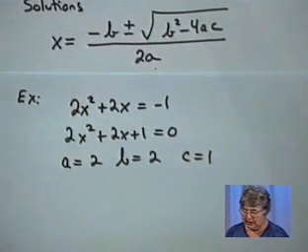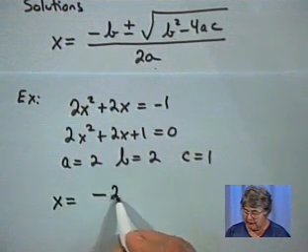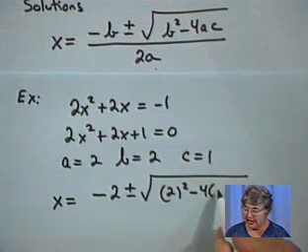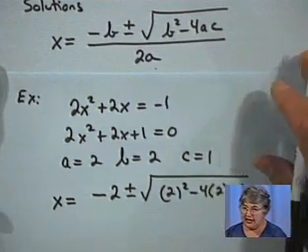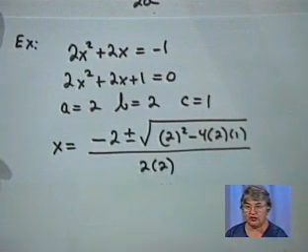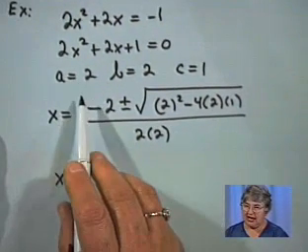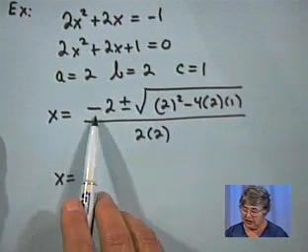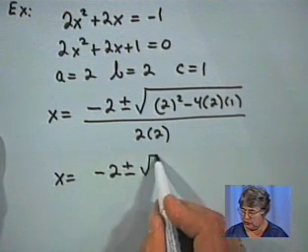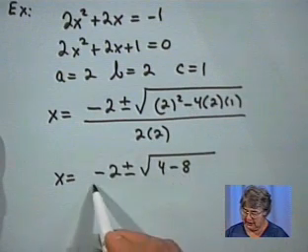Putting that into the formula, the solutions for x are going to be minus b plus or minus the square root of b squared minus 4 times a times c, and that is divided by 2a. So the whole thing is divided by 2 times a, in this case 2 times 2. So when we simplify this, minus b turns out to be a minus 2 in this case. Minus 2 plus or minus the square root of 4 minus 8, divided by 4.